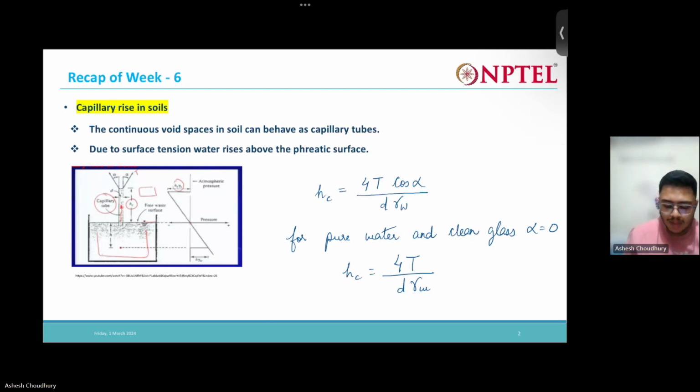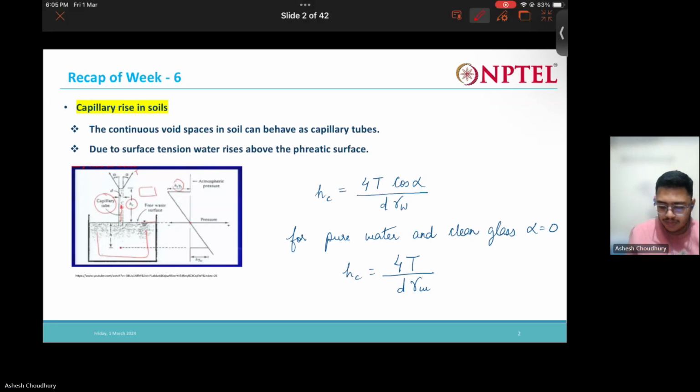Say you have a soil mass. This is a soil mass, and the water is here. This dotted line represents the water table. What happens due to the capillary action? The water rises to some height above the water table. This is the capillary rise.